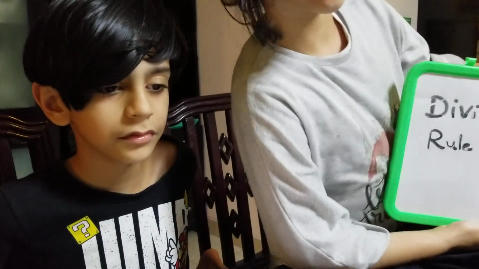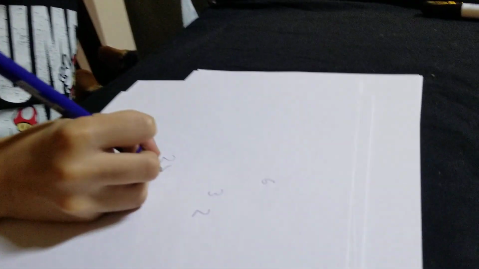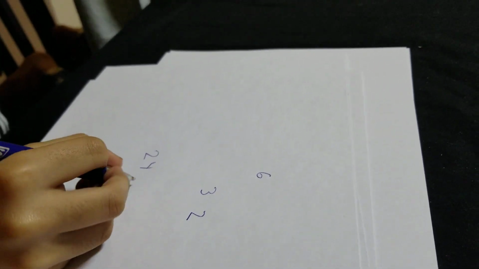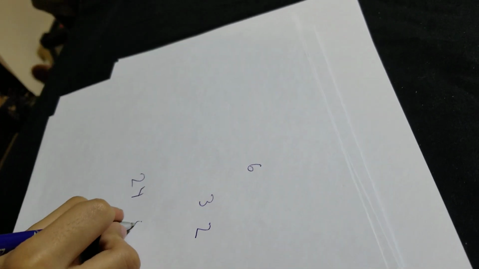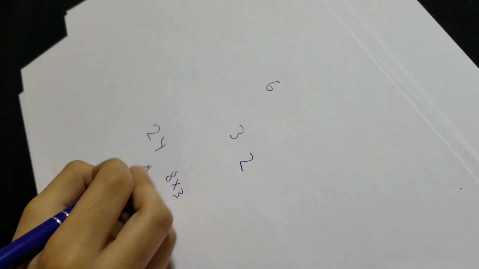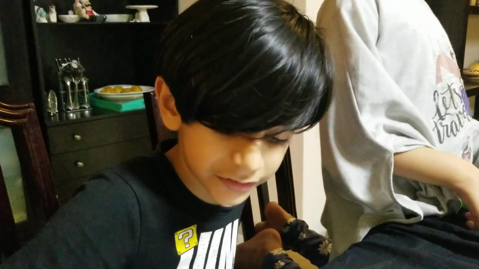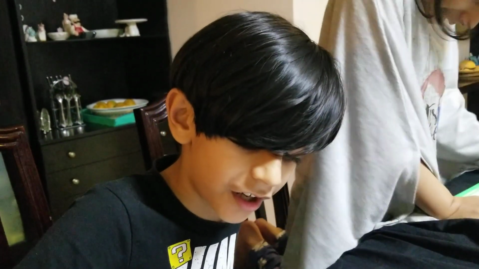Can you give an example? What about the number 24? For 3 it's 8 times 3. And for 2 it has to be an even number, so 24 is even. And for 6, it's also divisible because 3 and 2 have it, and 4 times 6 is 24.